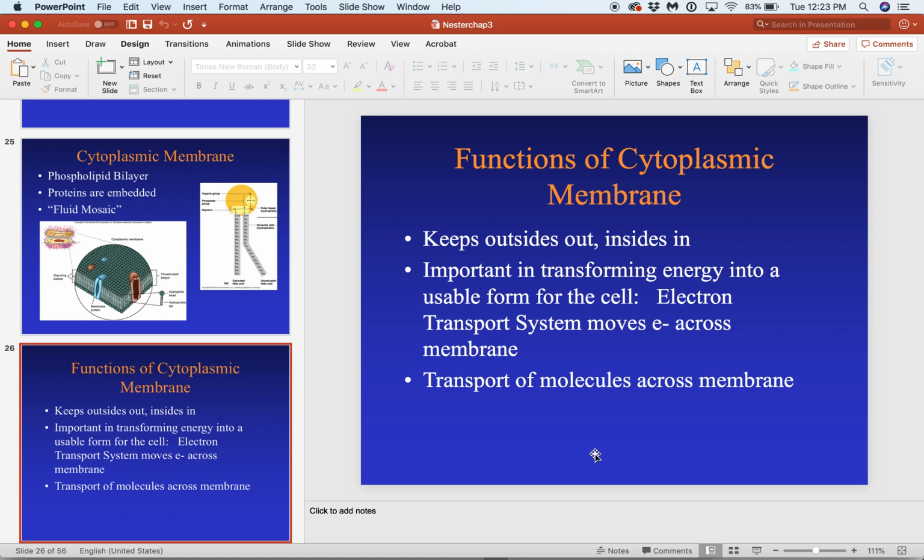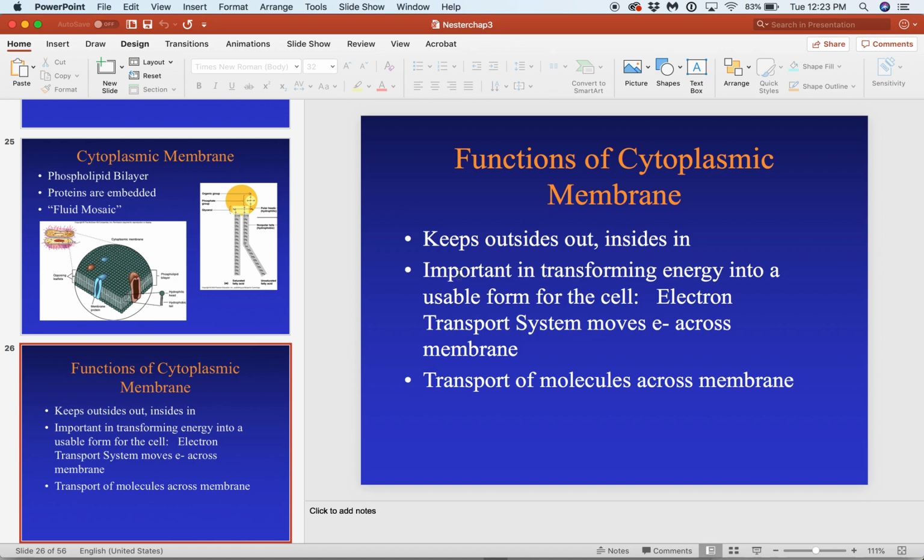Basically the purpose of the cytoplasmic membrane is keeping the outsides out and the insides in. This next bullet point, the second bullet here, is important: the cytoplasmic membrane plays a role in producing energy for a prokaryotic cell. If a prokaryotic cell has an electron transport system and does cellular respiration, that electron transport system is going to be embedded in the cell membrane because they don't have mitochondria like eukaryotes do. Eukaryotic cells have their electron transport system embedded in the inner membrane of the mitochondria. But prokaryotic cells don't have that.